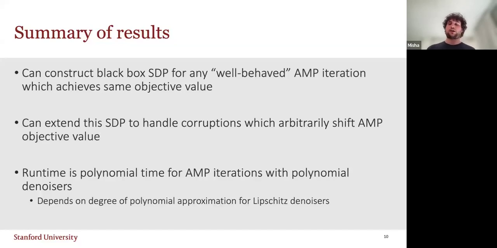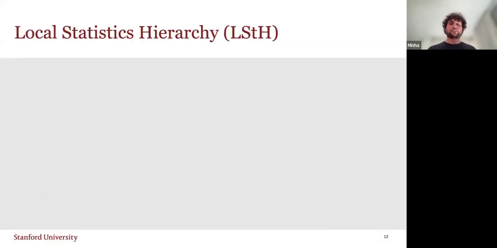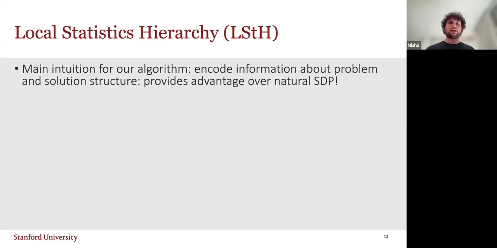So now let's briefly talk about how this works. In other words, let's talk about the proof outline. To do that, we need to introduce an SDP hierarchy called the local statistics hierarchy. Why are we doing this? Well, the main intuition for our algorithm, even though I said prior that we don't care that much about problem structure, well, we actually do. We encode information about it through these samples. And this provides an advantage over the natural SDP. We have this extra solution structure in mind.